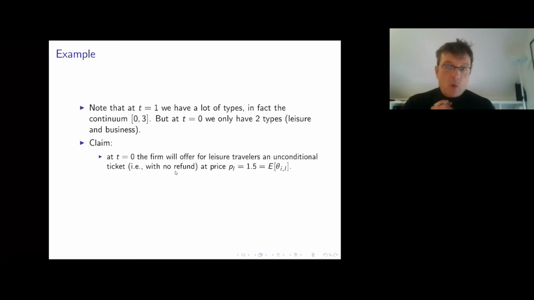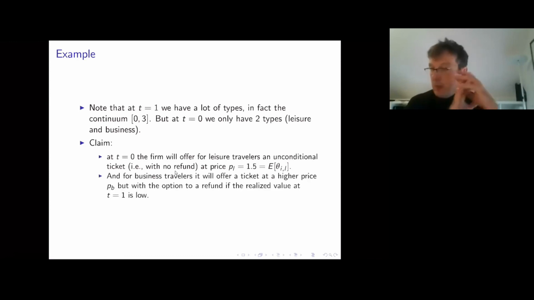Okay, so let's suppose that the firm offers one price that is for leisure travelers, and that price is trying to extract all of their surplus, which means I'm going to make a price that exactly equals the expected value, which is 1.5. And then for the business traveler, I'm going to offer them a ticket at a higher price, but I'm giving them the option for a refund if, in fact, the realized value in period 1 is low.